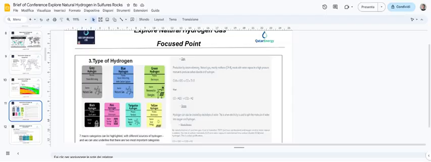And other types, for example, pink hydrogen, that is from nuclear energy, turquoise hydrogen from natural gas, yellow hydrogen from solar energy, and green hydrogen from renewable energy. And also we have white hydrogen, that is the focus of this webinar, because white hydrogen is natural hydrogen from natural sources like rocks. We pay attention to the different types, and we also evaluate the cost of production and effects on footprints.